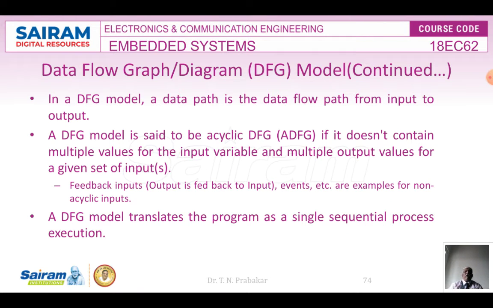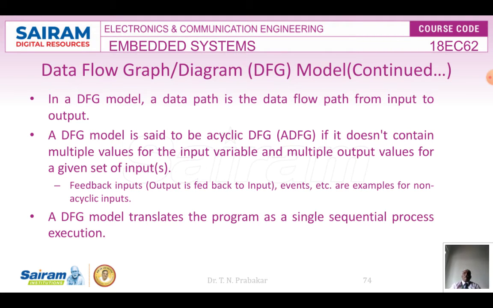In the DFG model, a data path is the data flow from input to the output, and what type of manipulations are done in between. A DFG model is said to be an acyclic DFG if it doesn't contain multiple values for the input variable and multiple output variables for the given set of inputs. Feedback inputs or events are examples of non-acyclic.